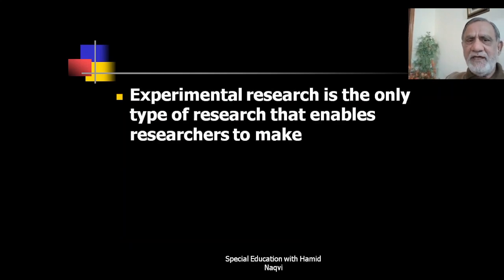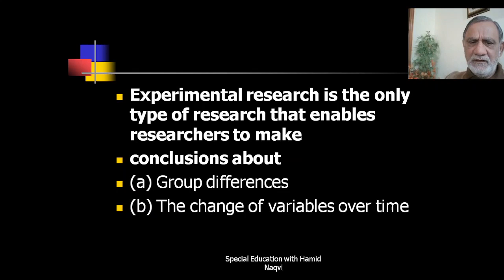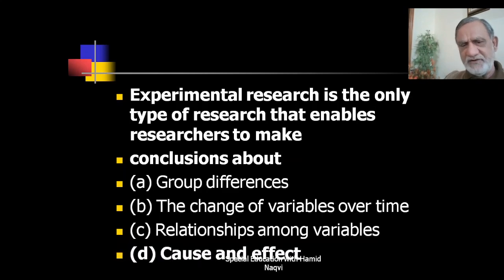Next question is: experimental research is the only type of research that enables researchers to make conclusions about group differences, the change of the variables over time, the relationship among variables, or cause and effect relationship. The correct answer is cause and effect.